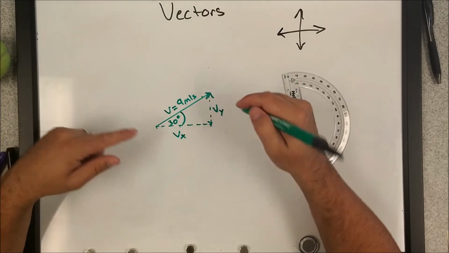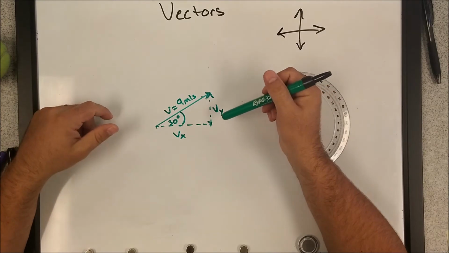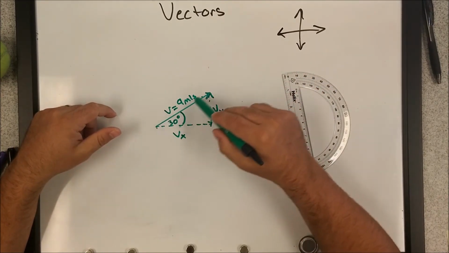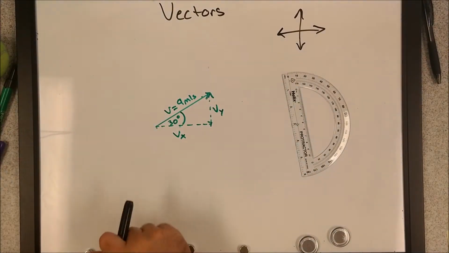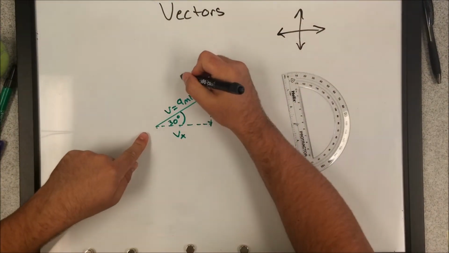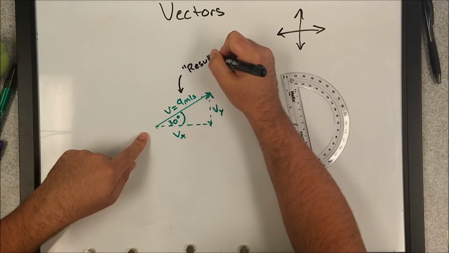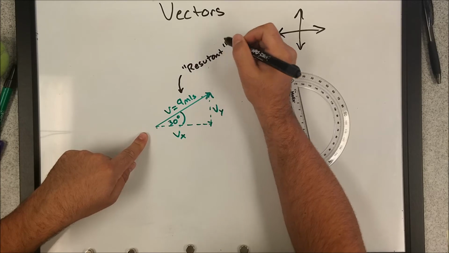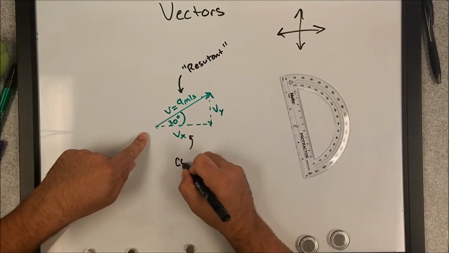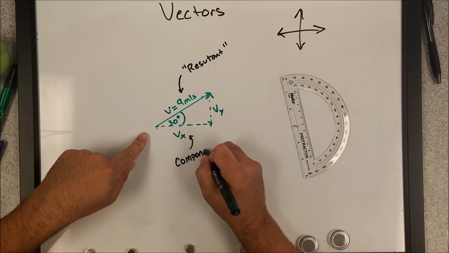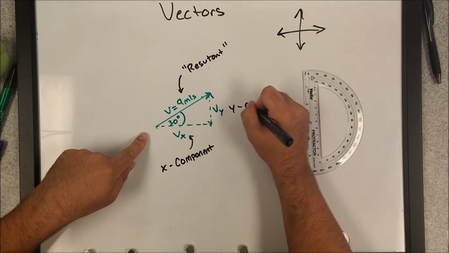So how do I find out what these two vectors are? I mean, I know the 9 meter per second hypotenuse, by the way. Let me write these in. This guy, the one that's at the angle, is known as the resulting vector, or the resultant. And it is the result of these two vectors. So these guys are known as our component vectors. We could call this the x component, and this is the y component.